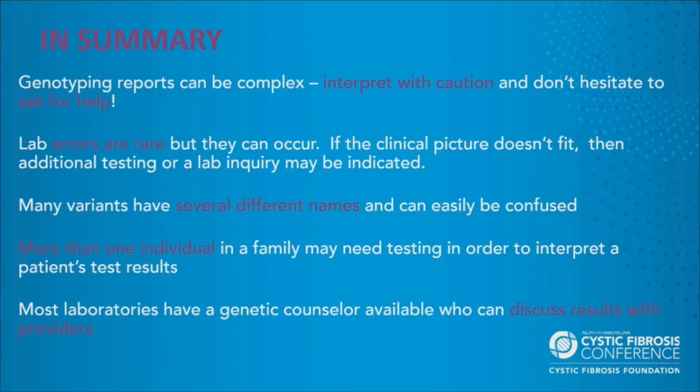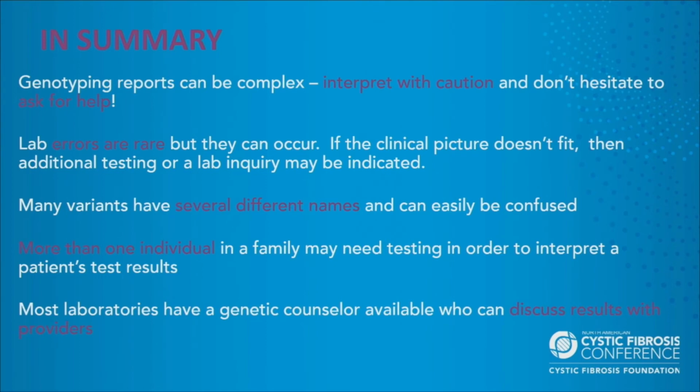So, in summary, this stuff is difficult. Interpret with caution. These reports are complicated. Do not hesitate to ask for help. If you're a typical CF clinician, you've been trained really well in the lungs and the digestive tract and all the ways that CF affects the body, but not in how to read these reports. Keep in mind that lab errors are rare, but they can occur. If the clinical picture doesn't fit, please investigate further. It may make sense to do more testing or talk with the lab further.